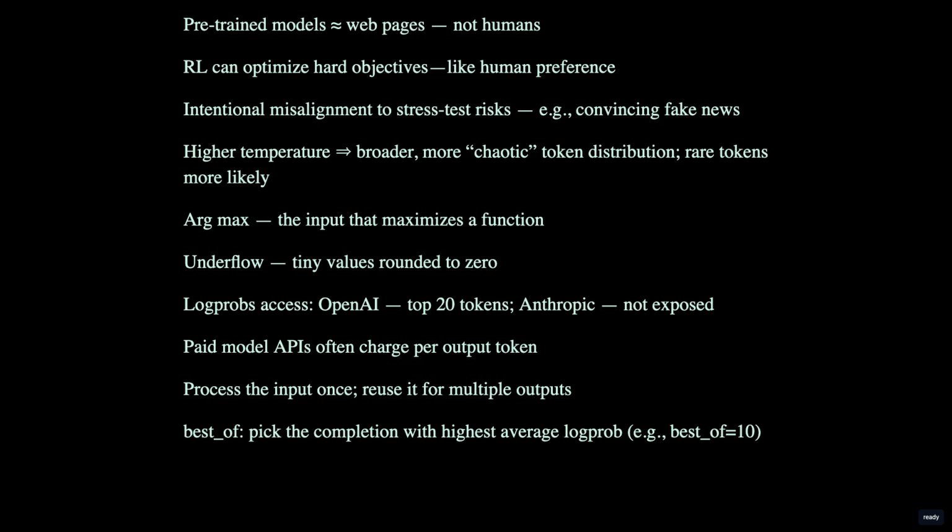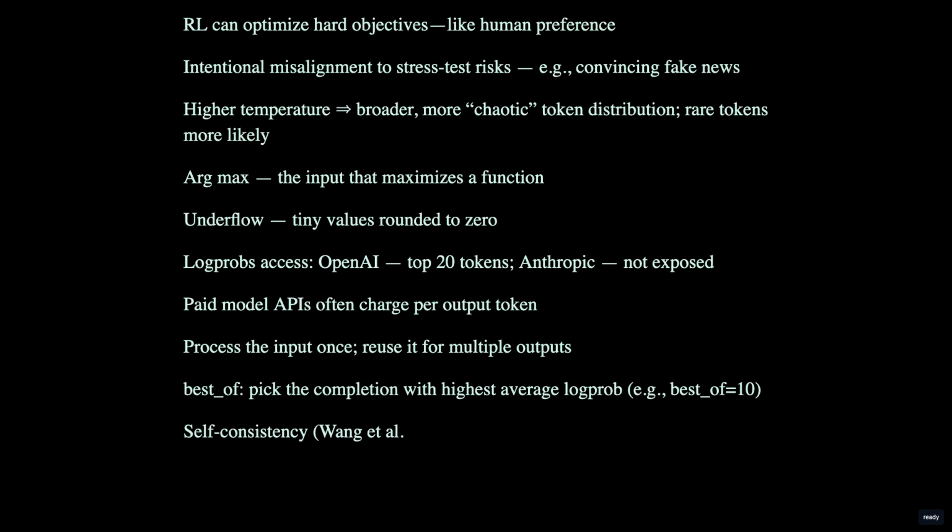For example, best_of equals 10 asks for 10 candidates and selects the most likely one. Wang et al. named this technique self-consistency. It involves sampling multiple independent reasoning traces or answers from a model and then aggregating them, commonly by majority vote, to produce a more reliable final prediction.